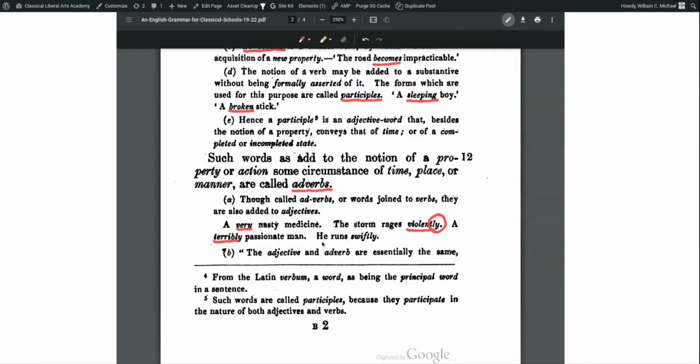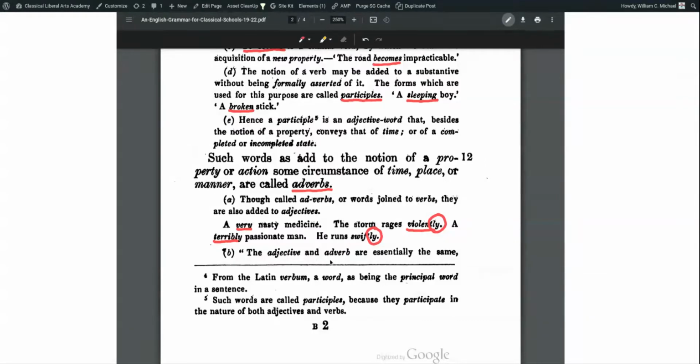And then lastly, he runs swiftly. How does he run? He runs swiftly. Swiftly expresses the manner of how he runs. He runs swiftly. And remember to watch out for that ly ending, which often identifies an adverb. So that's our talk about adverbs. We go on with another note here.